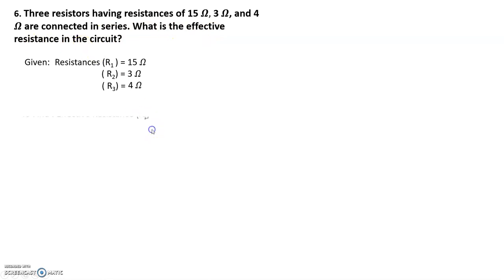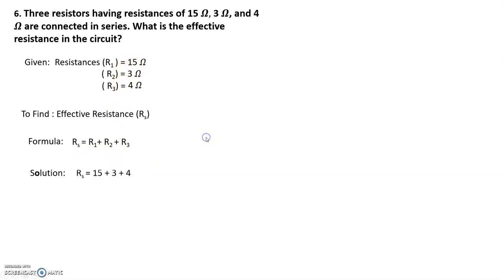To find effective resistance in series, that is RS, let's write the formula. RS is equal to R1 plus R2 plus R3. Solution: we'll substitute the values, that is 15 plus 3 plus 4, and that's equal to 22 ohms. So the final answer is: effective resistance in the circuit is equal to 22 ohms.